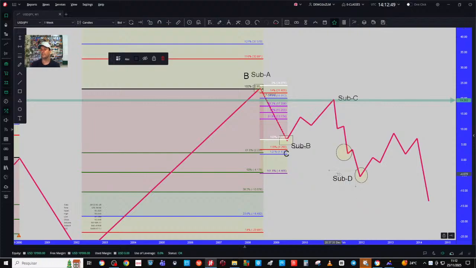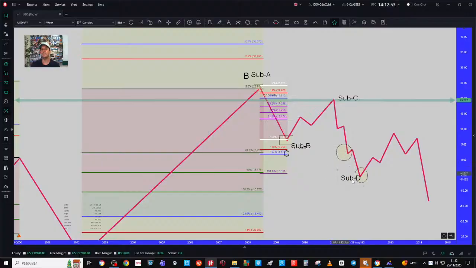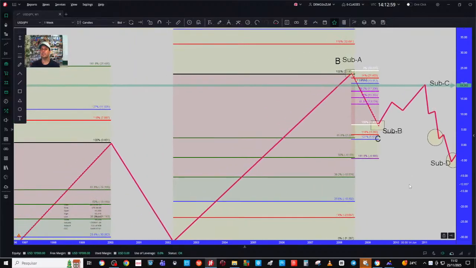Which one is the sub D, everybody? Is the first circle the sub D, or is the second circle the sub D? Second, exactly. So as the market progresses, you also now need to move the C. Okay, everybody, so now this is the C.